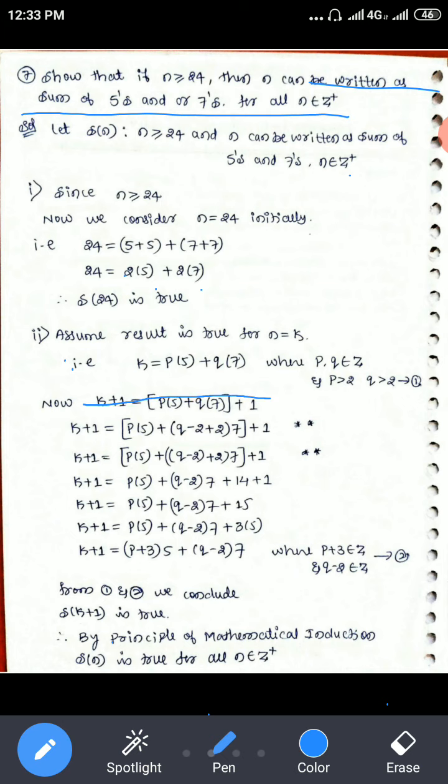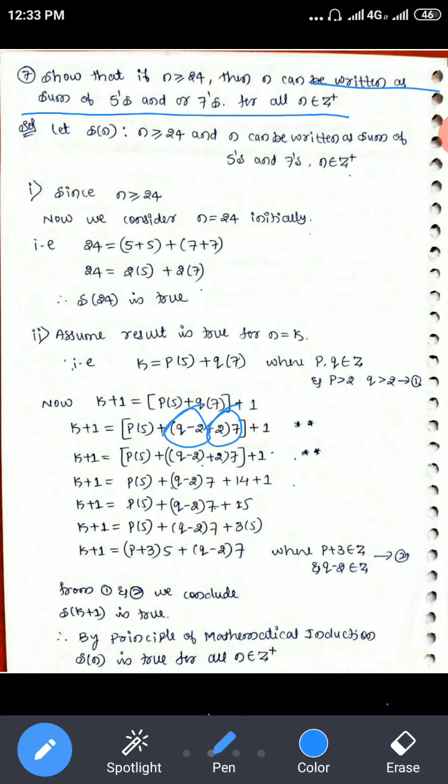Okay, next. Here, this star mark I have given you. This is very important. p of 5 plus (q minus 2) plus 2 into 7 plus 1. p of 5, so I'll bracket these two in one bracket, these two in one bracket. So plus 1. So p of 5, (q minus 2) into 7, 2 into 7 is 14, plus 1.